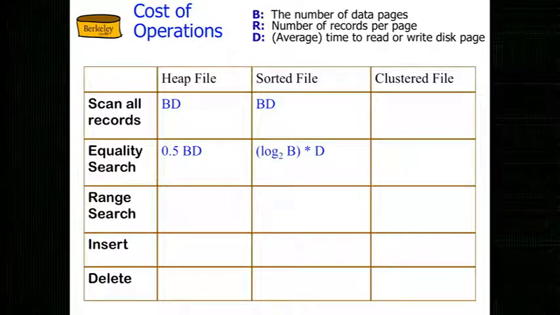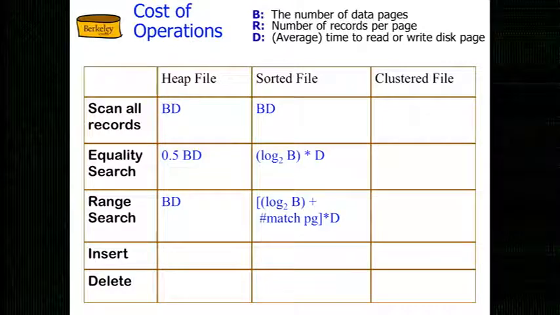In a sorted file, the strategy is binary search to the beginning of the range, and then we can scan forward till the end of the range. Agreed? So the cost of the binary search is log base 2 BD. And the cost of the scan depends on how many records match, so we'll just say however many pages match. We'll leave that as a variable here. Good. Still getting our benefits of sorting. So range search is a thing you can do with sorted files. That's nice. All right, insertion.